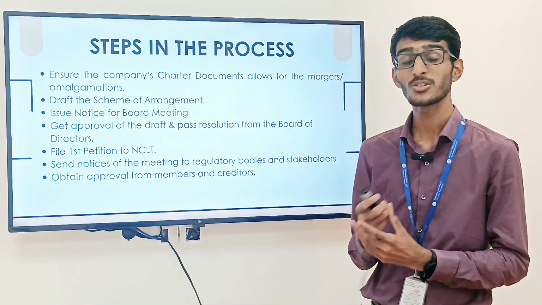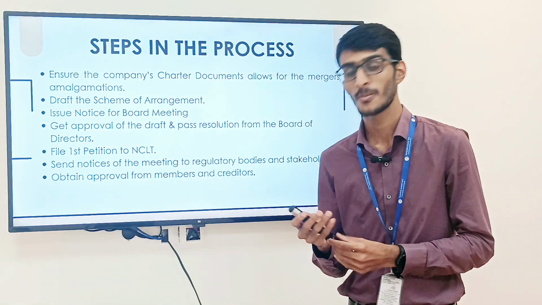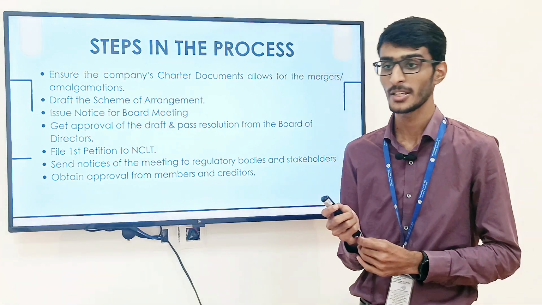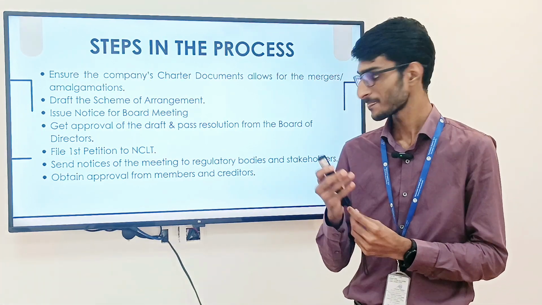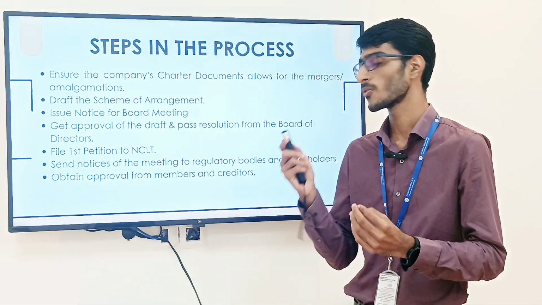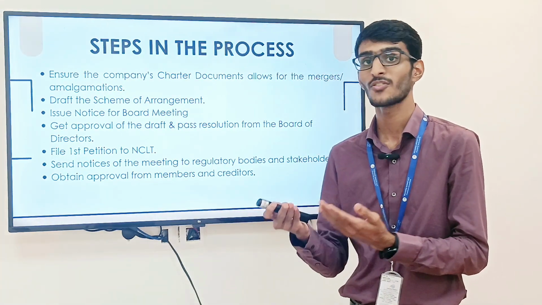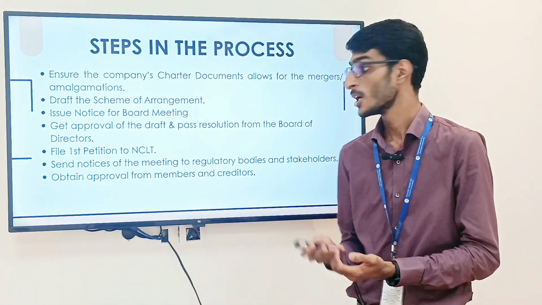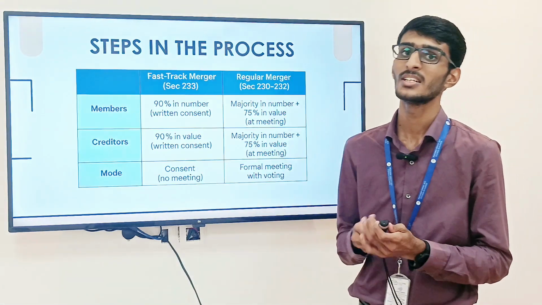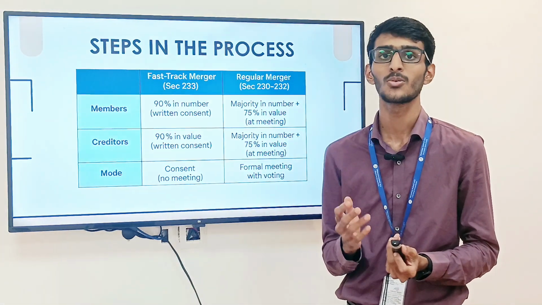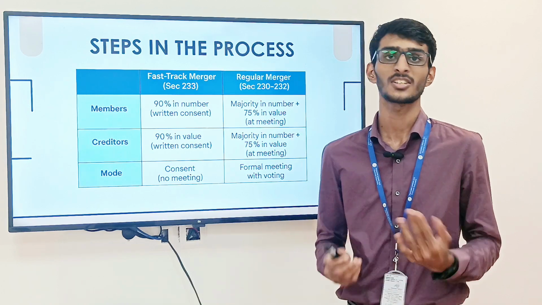They also require the approval of the members. As it's a private limited company, we know that 200 members are the maximum which can be there. Now we'll look at what the provisions are, like how much percentage of members needs to give their approval, and how much percentage of creditors needs to give their approval. Here, it depends on whether we are going through a regular merger or a fast track merger.